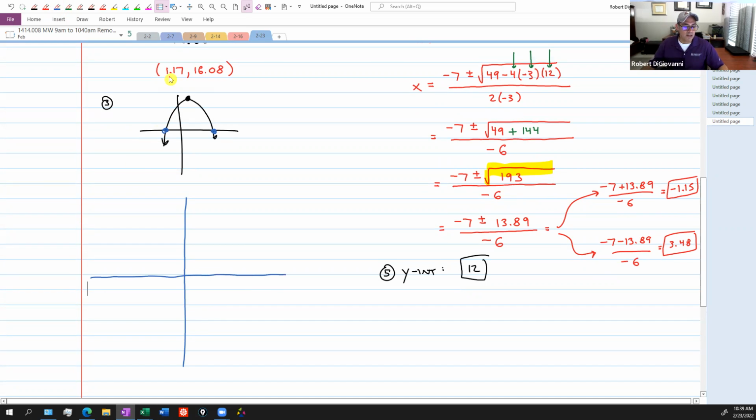Okay, my vertex, I need to go to the right 1, go up 16. Look at my x-intercepts. They go between -1 and 3. And my y-intercept goes all the way up to 12. So here's the way I'm going to do this. I'm going to count 1, 2, 3, 4. That should take care of my x-intercept. And since I've got to go all the way up to 16, I'm going to count by 5s. 5, 10, 15, 20, and then -5, and so on and so forth.